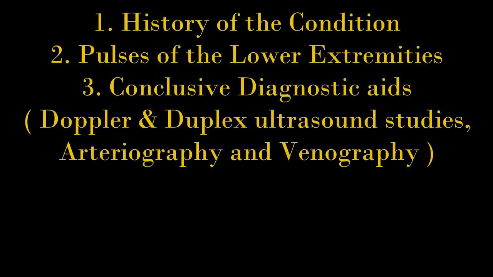The assessment and diagnostic findings. The history of the condition is important in determining venous or arterial insufficiency. The pulses of the lower extremities, the femoral, popliteal, posterior tibial, and dorsalis pedis, are carefully examined. More conclusive diagnostic aids include Doppler and duplex ultrasound studies, arteriography, and venography.